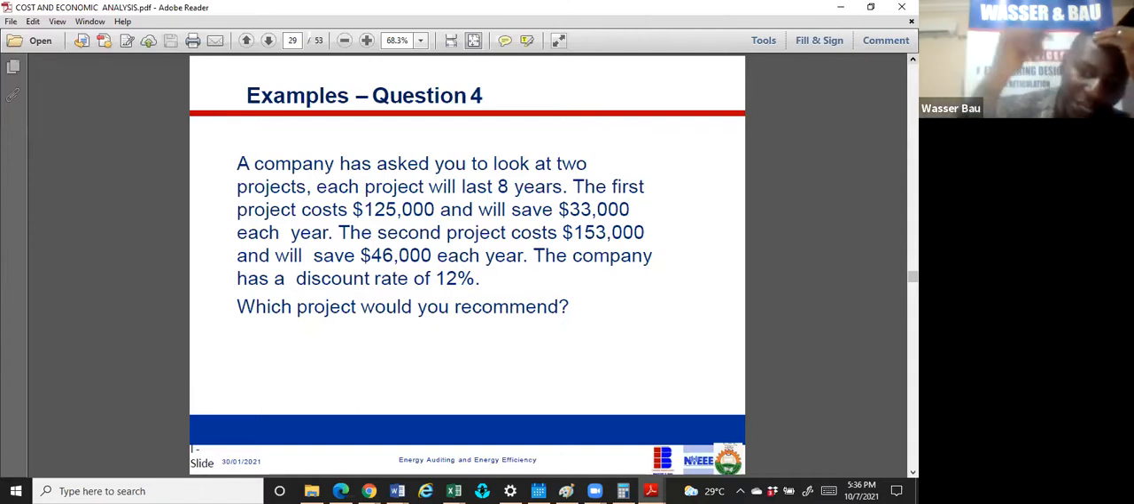You are the cost engineer, you are the cost professional, you are the engineer, and somebody is bringing 2 proposals to a company that have the same interest rates, the same lifespan, but have different investment costs and different savings. And the question is, how do you advise your company? Any idea?